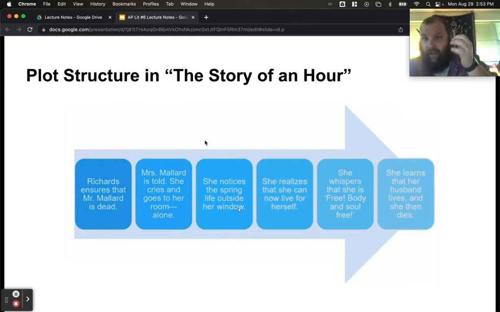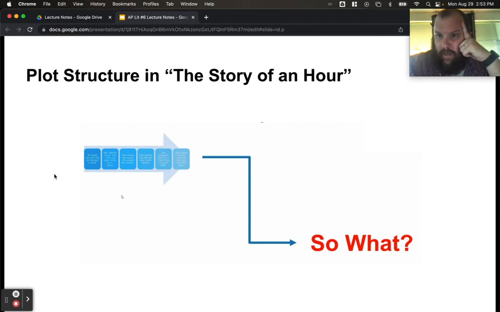The events in this story take place within an hour of each other, right? So even in the title, we see the reference to its chronological structure, right? Now, so what?